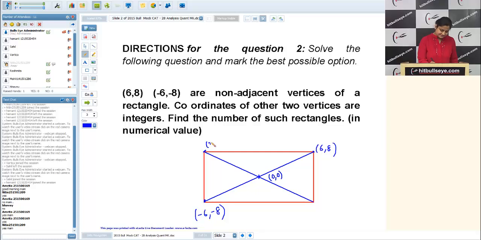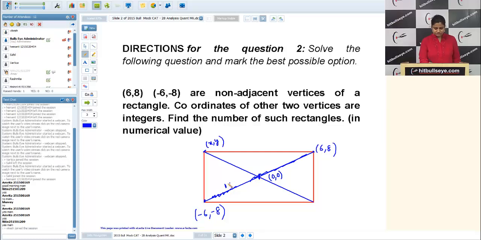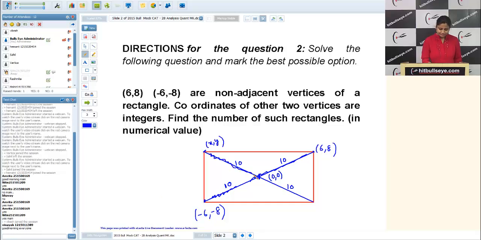Now, let us take this as x, y. What is the length of this diagonal? By using distance formula, we can say this is 20. Since it is bisected at 0, 0, that's why it should be 10. This will be 10. Because in a rectangle, the diagonals bisect each other and they are of equal length. That's why we can consider that this length is 10. Now, by using the distance formula on these 2 points, x square plus y square should be equal to 10 square.